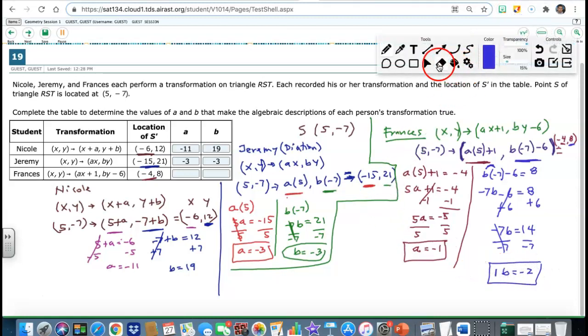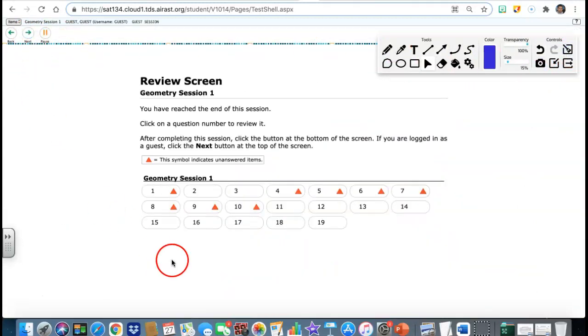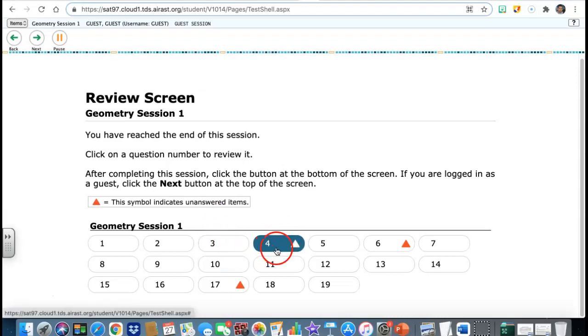Let's click over here. Let's type a equals negative 1 and b equals negative 2. There you go. And we're done. At this point, we move ahead. Well, let's clear this out. And we move ahead. So remember, this red means unanswered items. So at this point, you're going to go hit each one of them and finish. And then you wait for instructions from your proctor, okay?